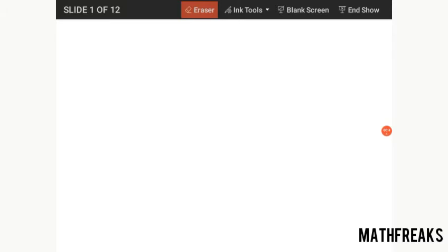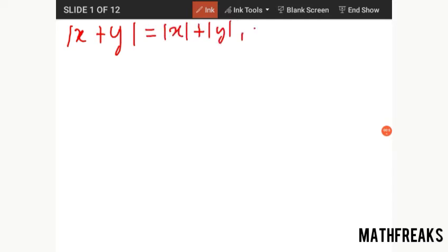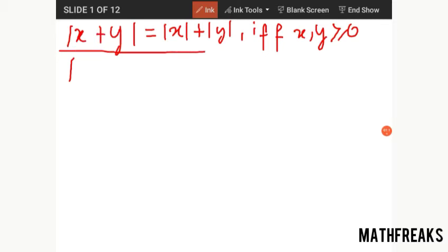In that place, write the correct rule, that is mod of x plus y is equal to mod of x plus mod of y if and only if x and y both are greater than or equal to 0. And this makes sense in a way, right? This is pretty obvious. If we take all the numbers greater than or equal to 0, then this equality will be true.